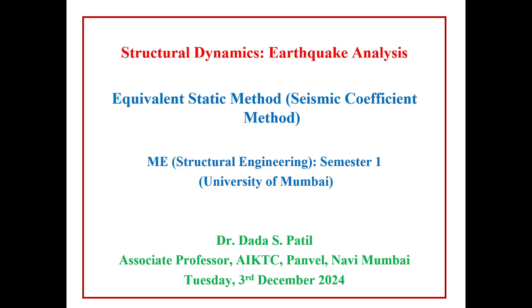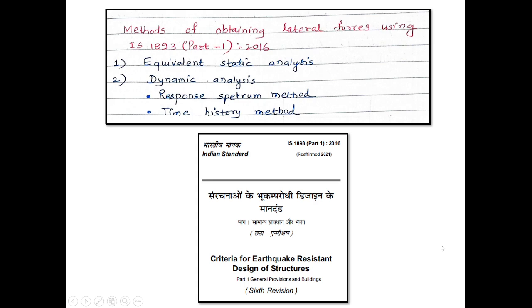Hello. So I'm going to deal with earthquake analysis, equivalent static method or seismic coefficient method. So let me start. Now, referring to IS 1893 Part 1 2016, that is criteria for earthquake resistant design of structures. Now, there are a few methods of obtaining lateral forces for buildings. That is, first is equivalent static method, which is also called seismic coefficient method, and second is dynamic analysis, under which again there is response spectrum method and there is time history method.